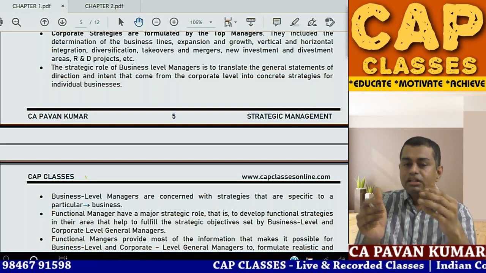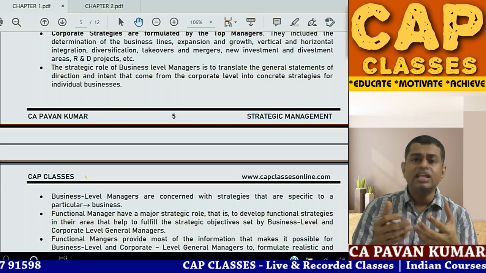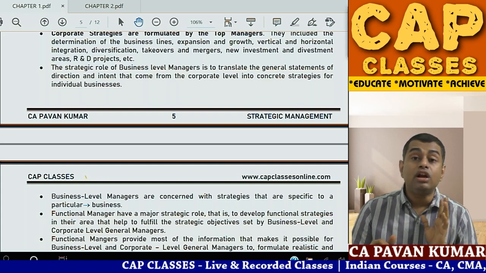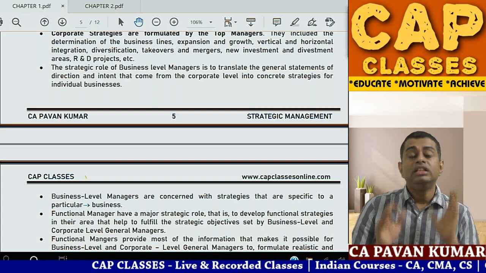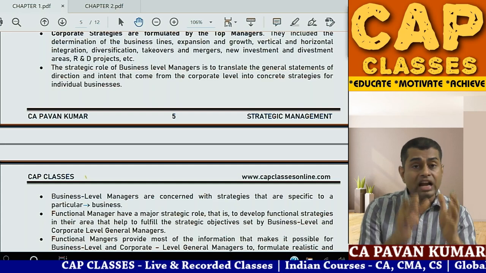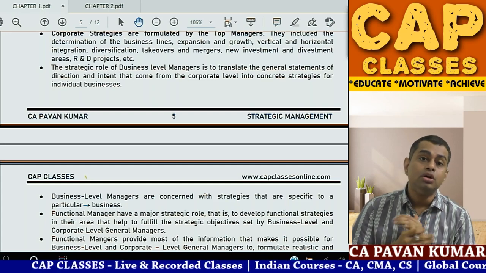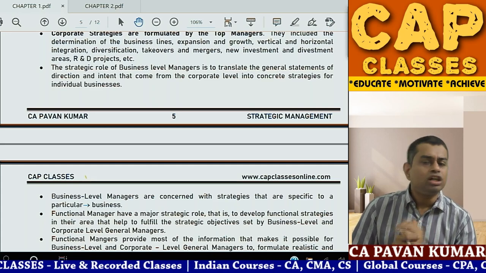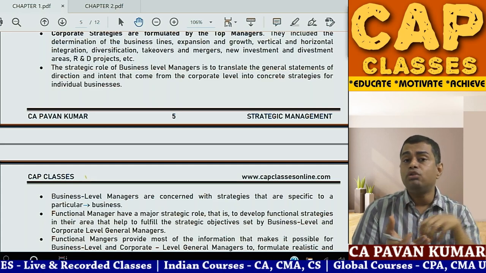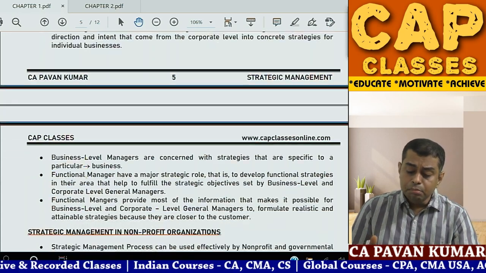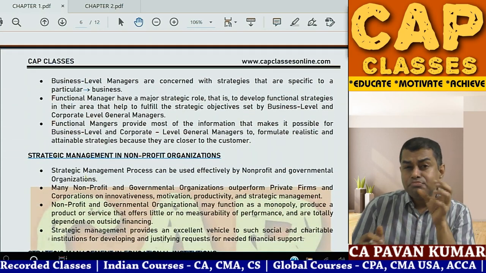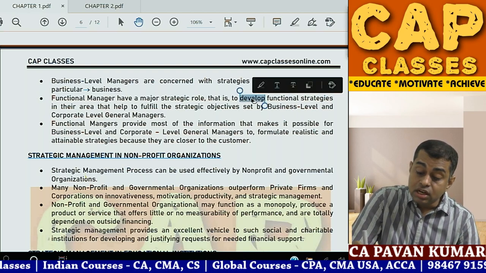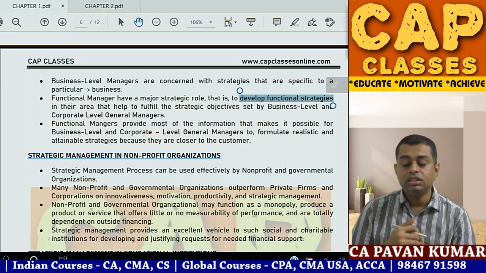Then the business level manager will call all the functional level managers and say, boss, we have to do this. Say for example, 20% return on investment I want to achieve. Then what the production head wants to do, what the marketing head wants to do, what the sales head wants to do, how the finance head wants to control, how the costing head wants to budget and control the cost, and all these things they will think in their own departments. Business level managers are concerned with strategies that are specific to a particular business. Functional level managers have a strategic role, that is to develop functional strategies. Simple.